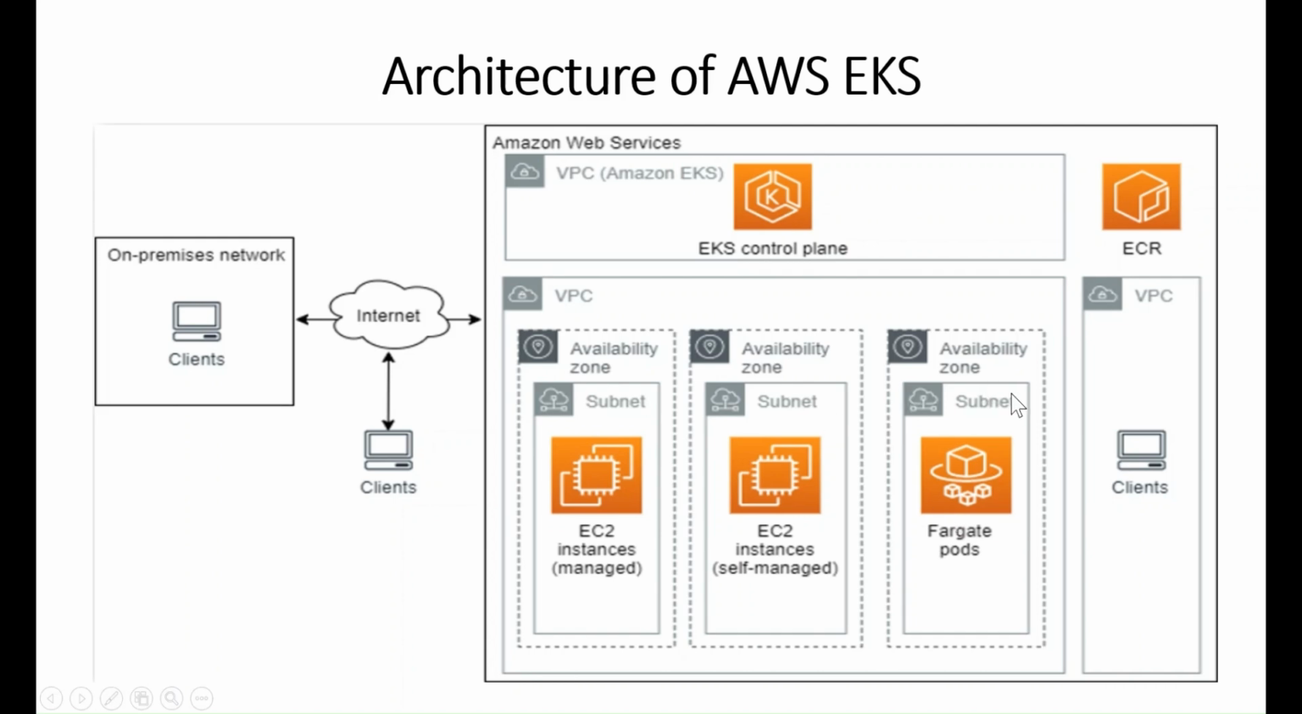So this control plane ensures high availability, security, and scalability of the Kubernetes cluster. So you don't have to manage this. It will be handled entirely by AWS. So under the control plane, the VPC comes.